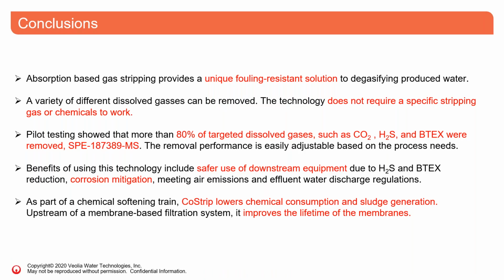In conclusion, CoStrip provides a unique fouling-resistant solution to remove dissolved gases, especially from contaminated water, such as produced water. It has also shown to be able to remove various dissolved gases and does not require a specific stripping gas or chemical to work, which means that a plant, if it already has a gas that's readily available to them, they can use that as a stripping gas.